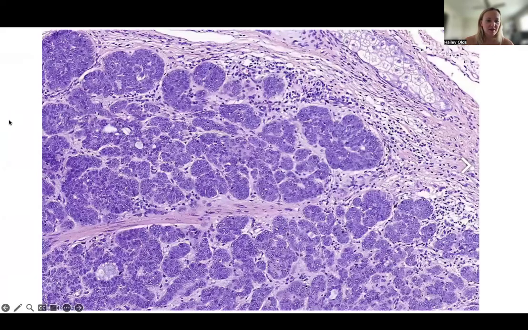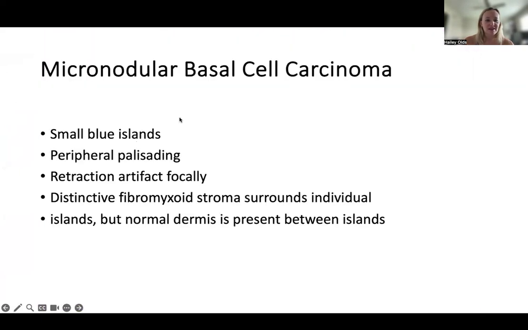Okay, next one. So this one looks pretty similar, except the nodules are just smaller than in the last one. So this one is micronodular BCC, and this is considered to be a more aggressive subtype, which we'll talk about.